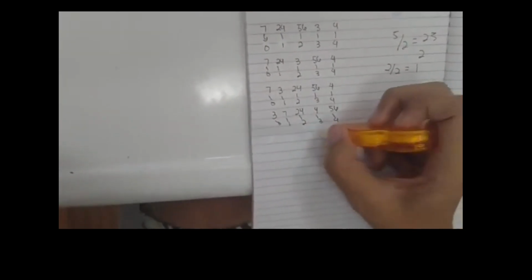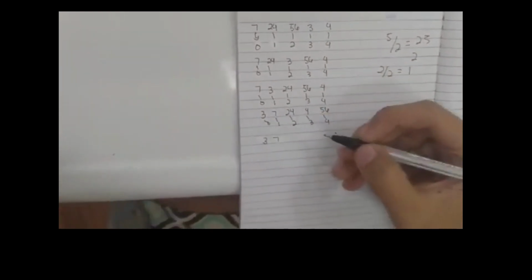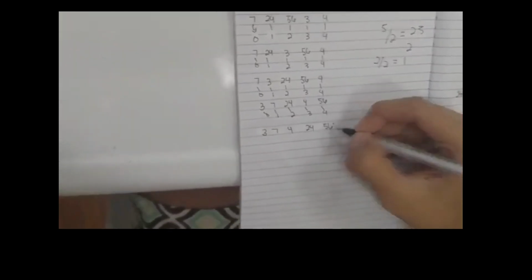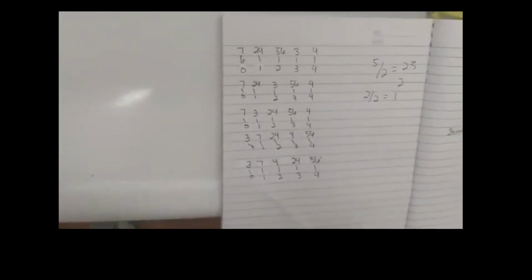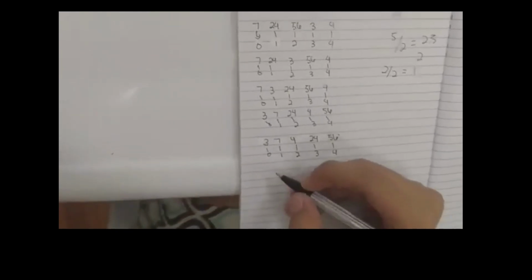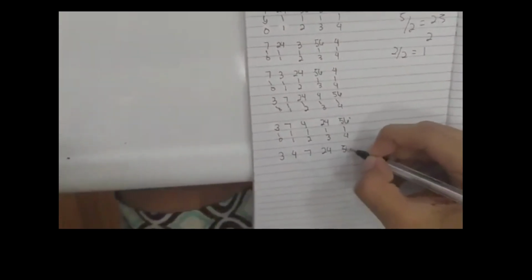So we will start in here. So 3 minus 2 equals 1. So 3, 7, then this will be 4, 24, 56, and repeat it again. So we will start it. 2 minus 1 equals 1. So 3, 4, 7, 24, 56.